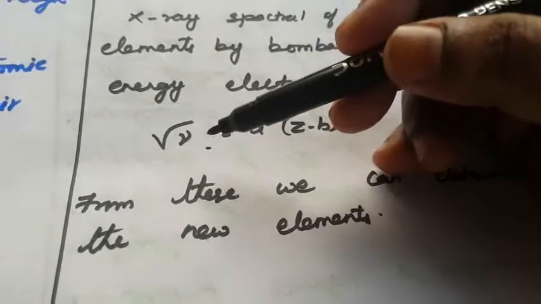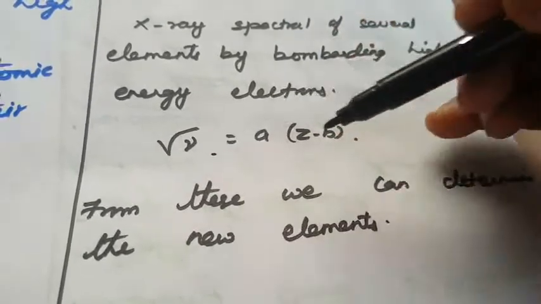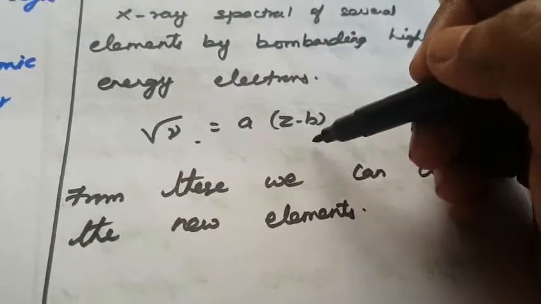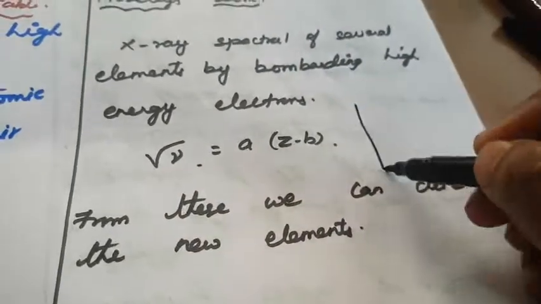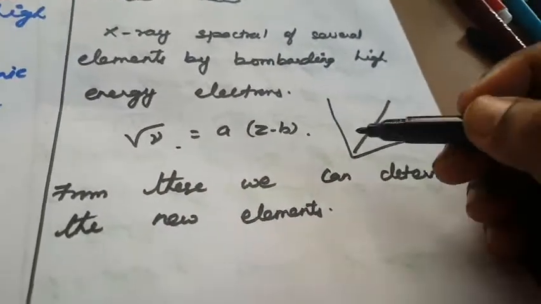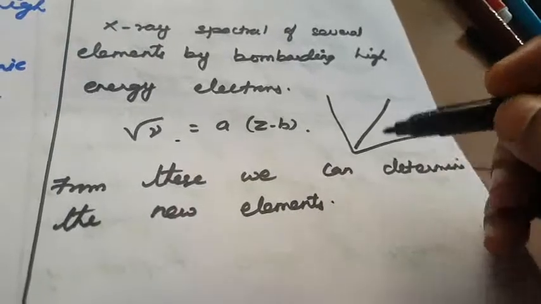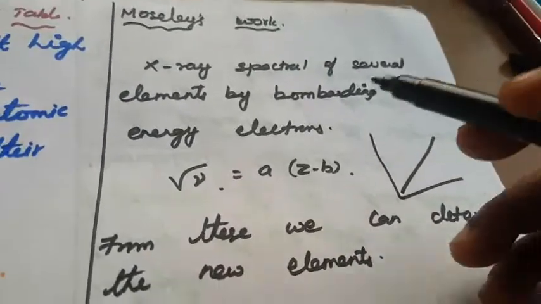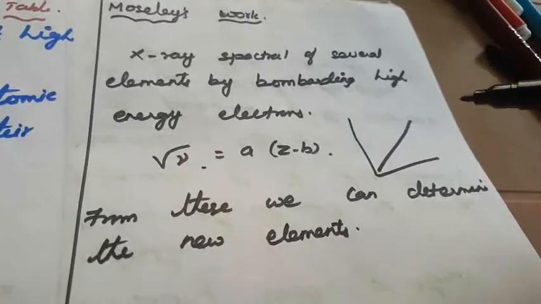So nu is equal to the frequency of this electron. He plotted frequency against the atomic number, and one straight line comes. From this straight line he determined the atomic number of the new, unknown element. That is Moseley's work on Mendeleev's periodic table.